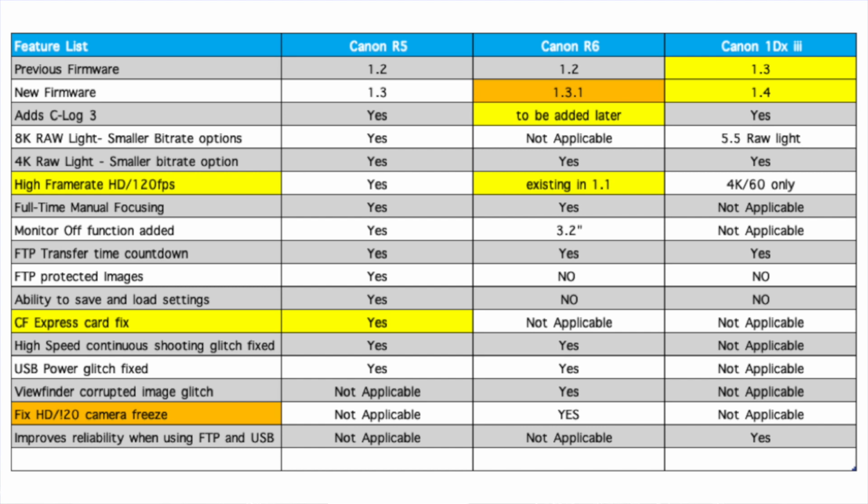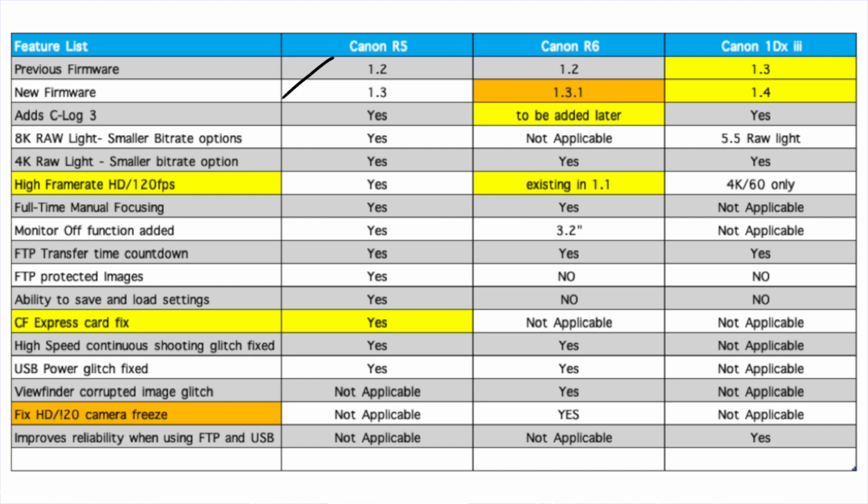Another thing to point out is that on the Canon R6, firmware 1.3 was pulled, and rapidly Canon released firmware 1.3.1, which fixed the camera freeze problem that happened when you were filming in crop mode or with an EFS lens.